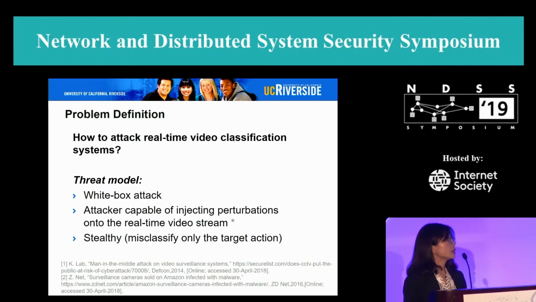And last, we presume stealthiness. Stealthy not only in the sense that this perturbation should be small enough for the human vision system, but also in the sense that we want only the target action misclassified. The reason is that if too many mistakes happen, humans may notice the malfunction of the system, and they may decide not to use the system.